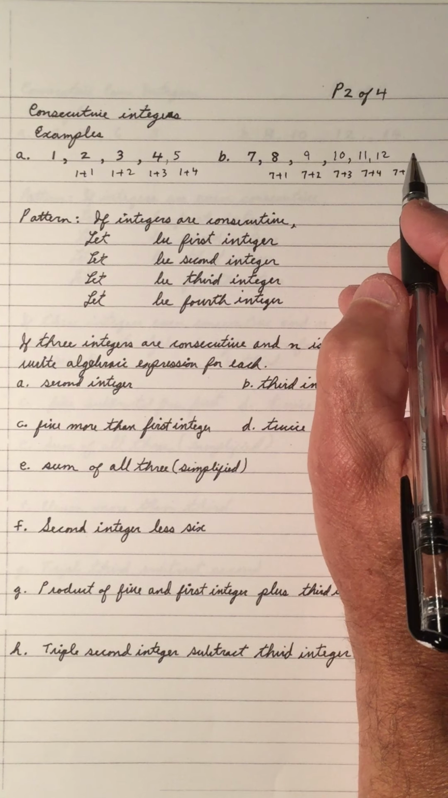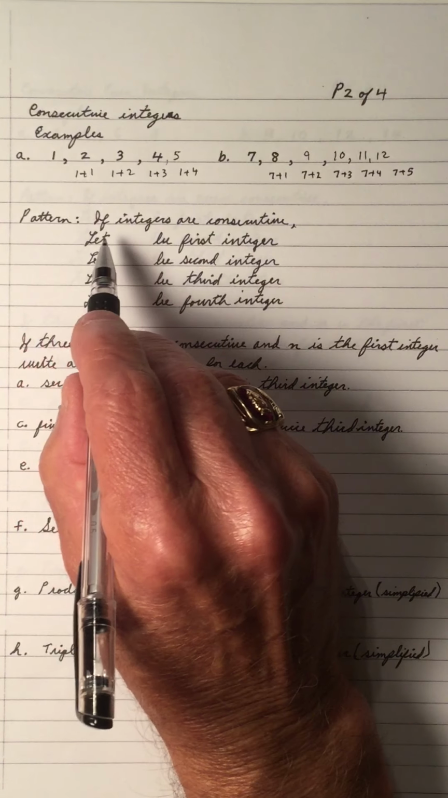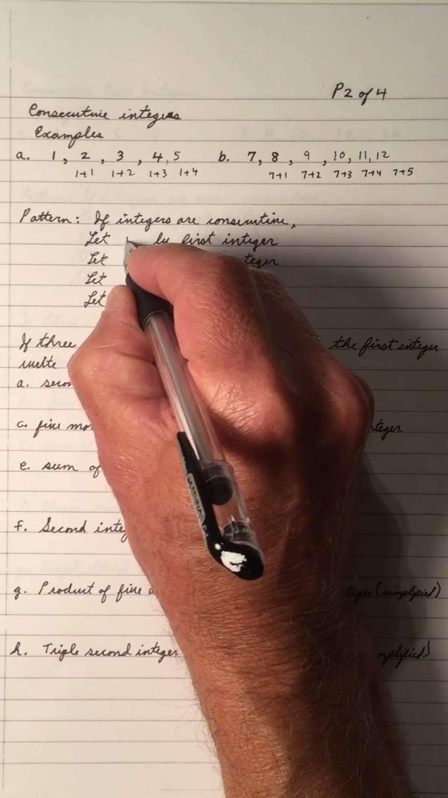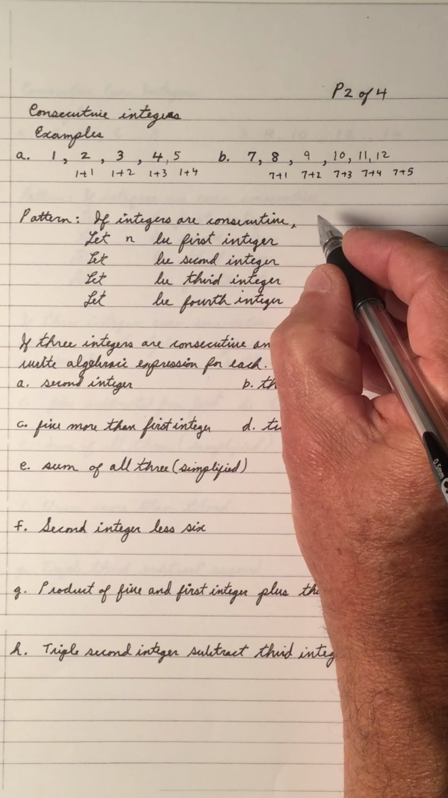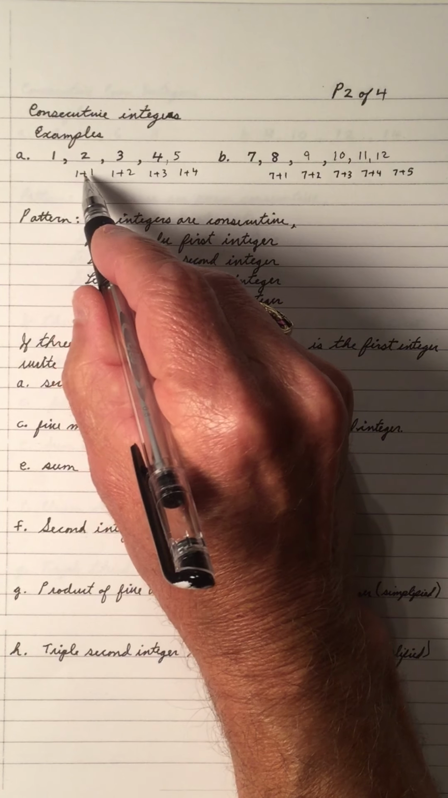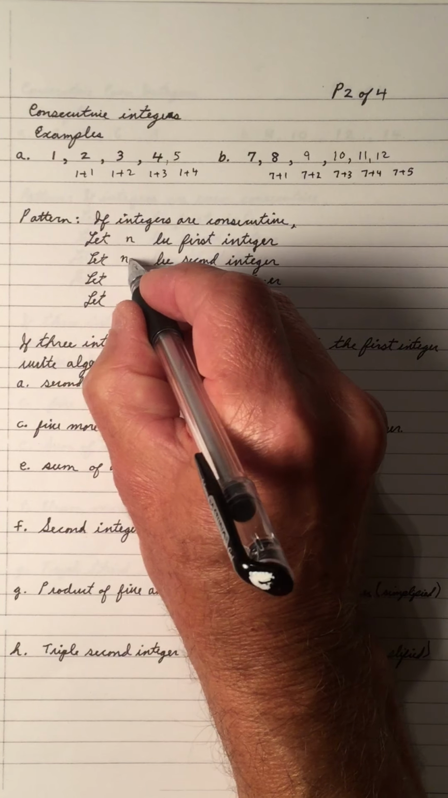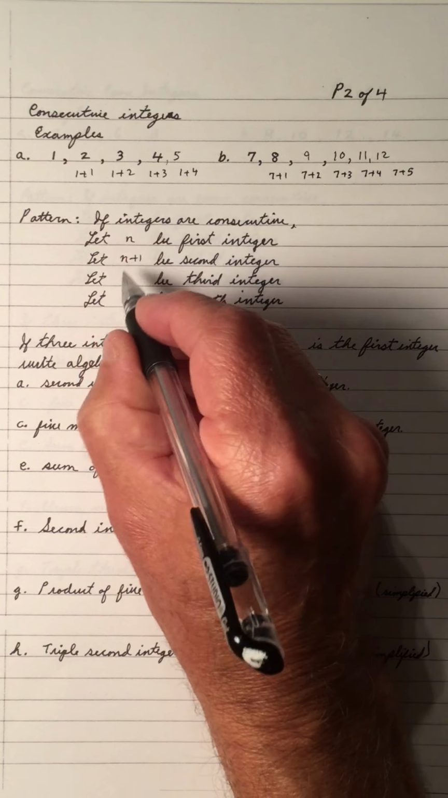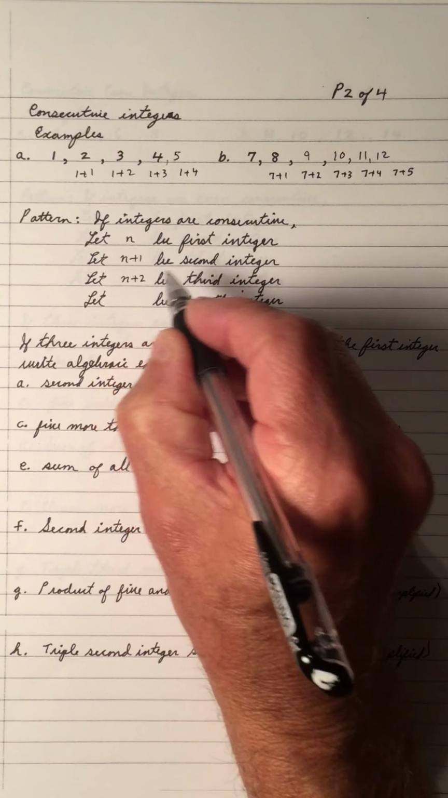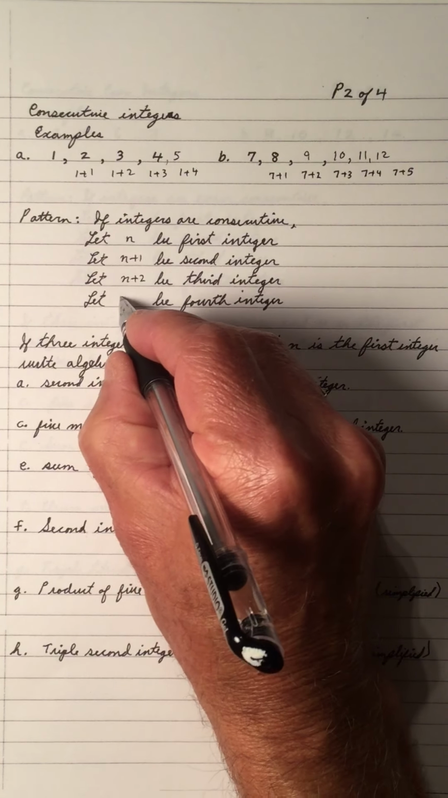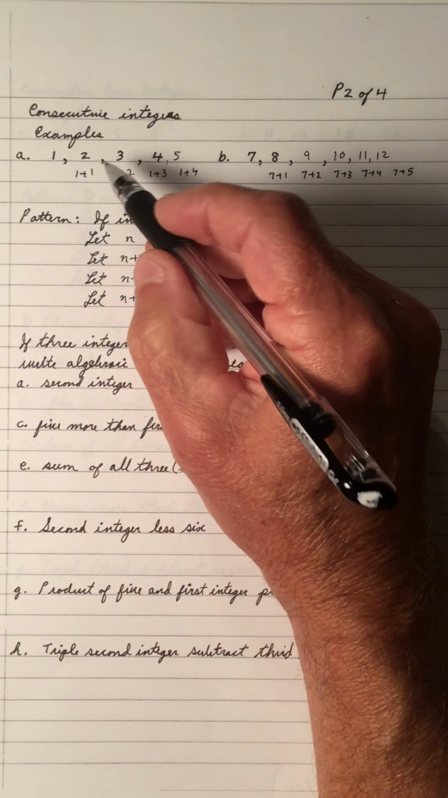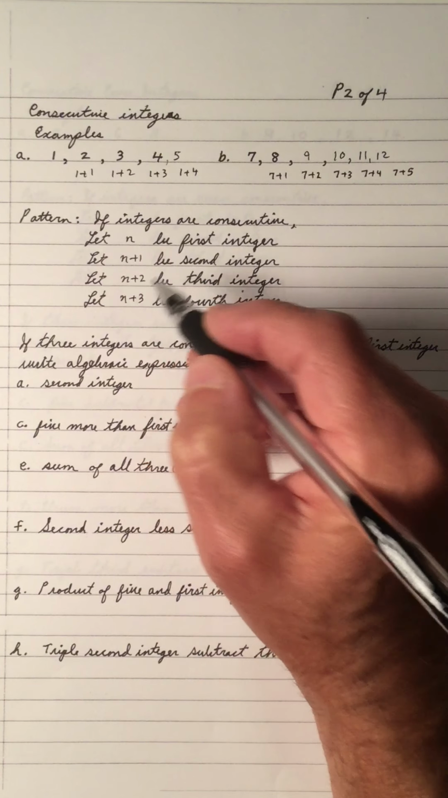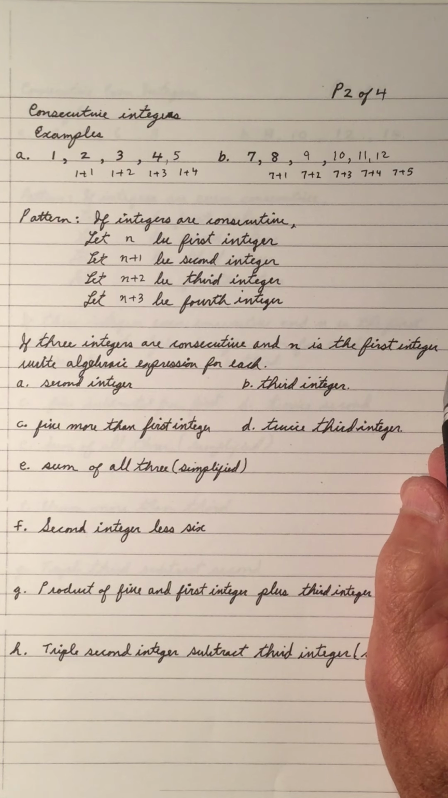So if you follow this pattern for consecutive integers, if integers are consecutive, then let n be the first integer. The next one, you add 1. And the second one after that is 1 plus 2, so it's n plus 2. And the fourth one is n plus 3. So notice the pattern. You add on 1, you add on 2, you add on 3. That's the pattern for consecutive integers.